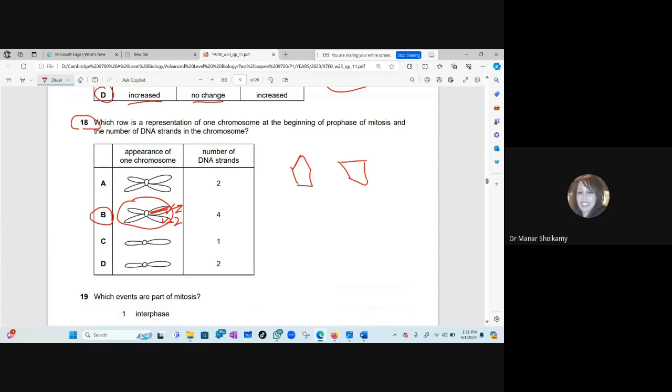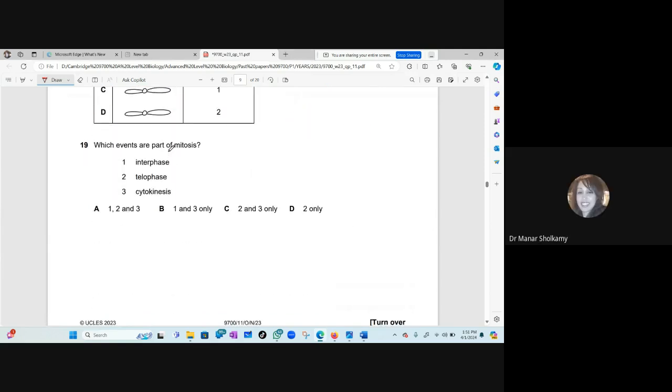Yes. Okay. Now, which events are part of mitosis? Interphase or telophase or cytokinesis? This is so easy. Kenzie? C. No, cytokinesis is not part of mitosis, Noor. It's 2 only. Yes. Okay.